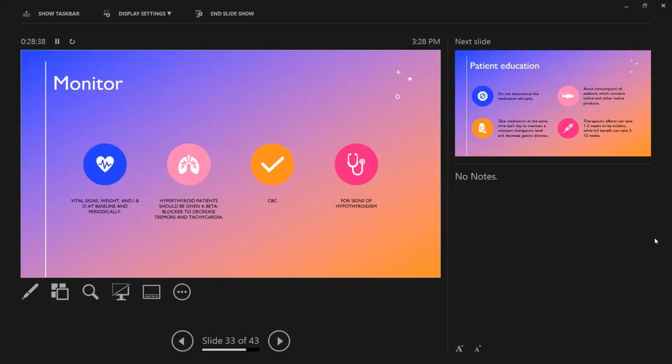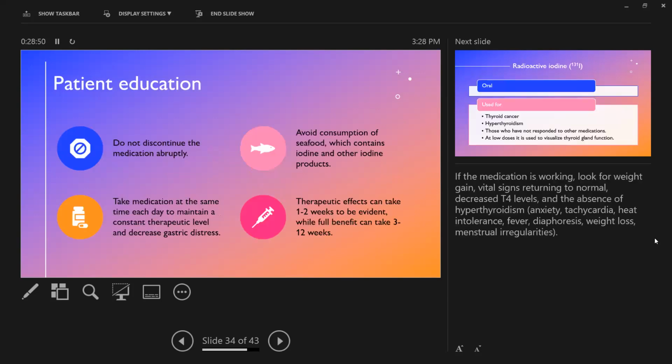Monitor CBCs periodically and regularly. Look for signs of agranulocytosis. Look for signs of hypothyroidism. Educate the patient. Don't discontinue the medication abruptly. Avoid consumption of seafood and other types of foods that contain iodine, things like iodized salt. Take the medication at the same time each day. That maintains a constant therapeutic level, and it will decrease gastric distress.